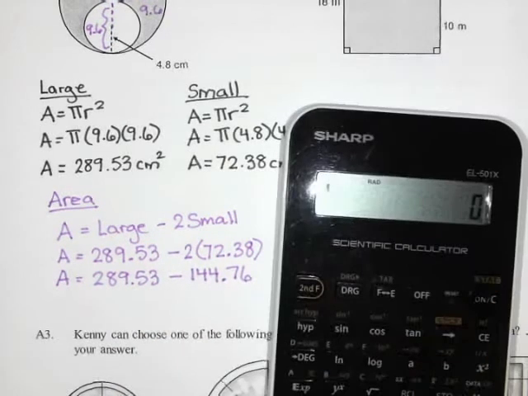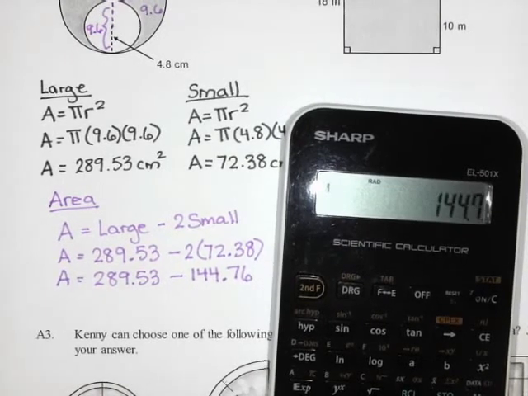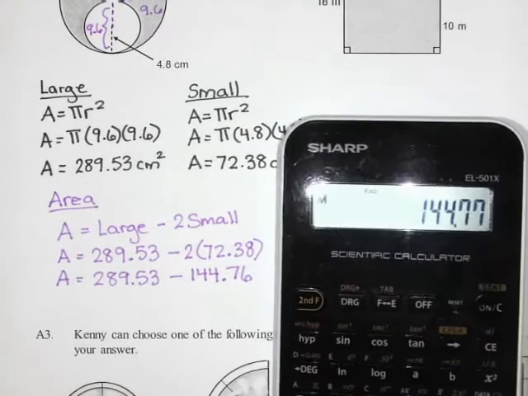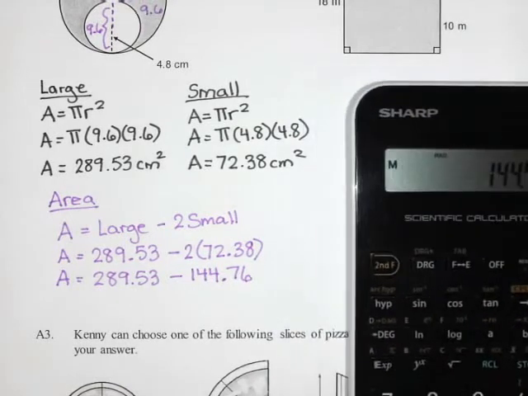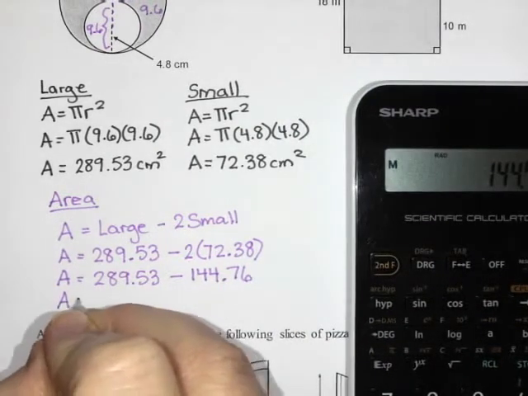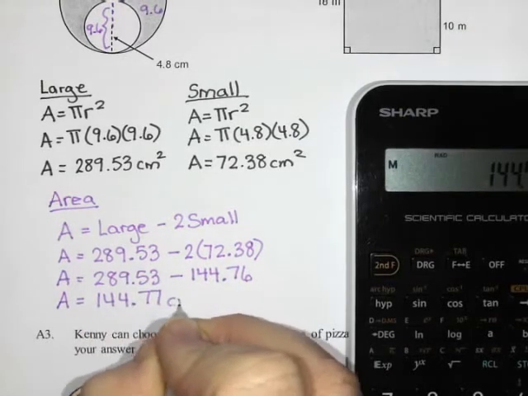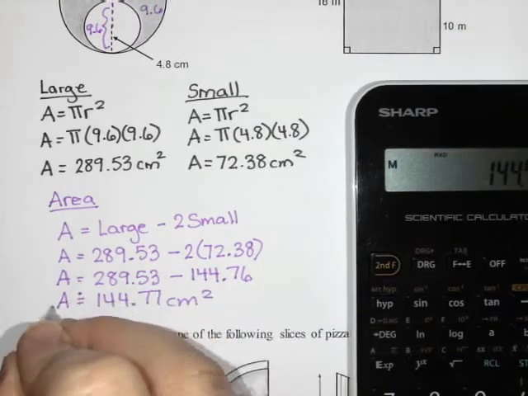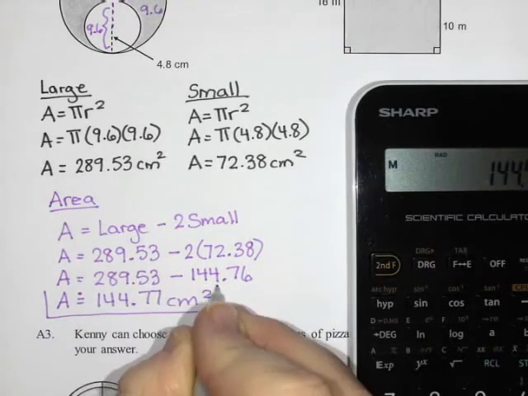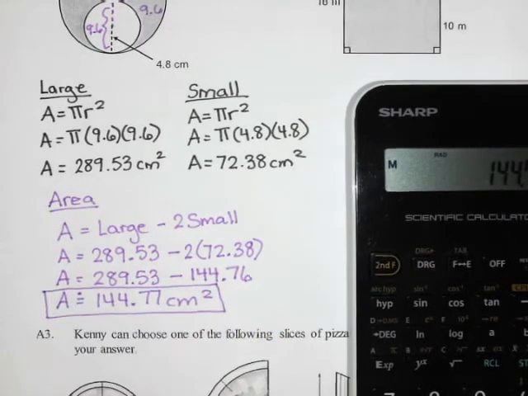And if I do 289.53 take away 144.76, I get 144.77. So it is approximately 144.77 centimeters squared.